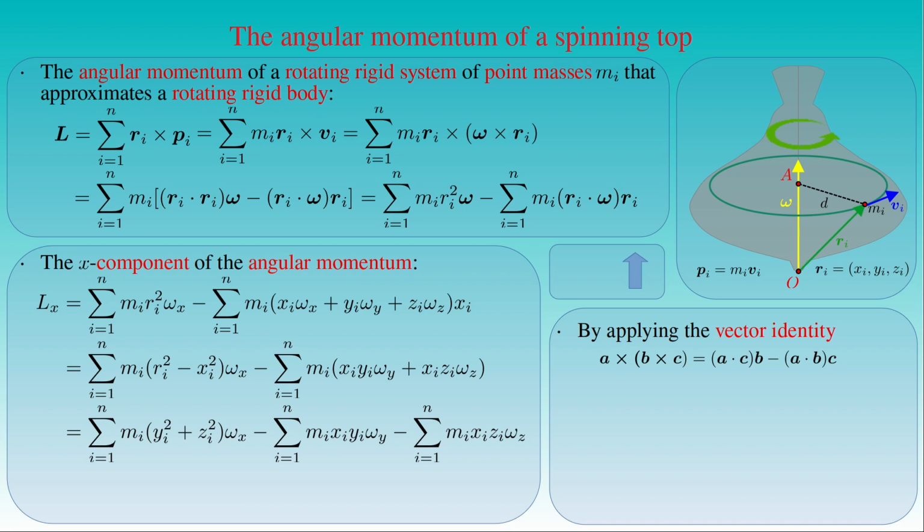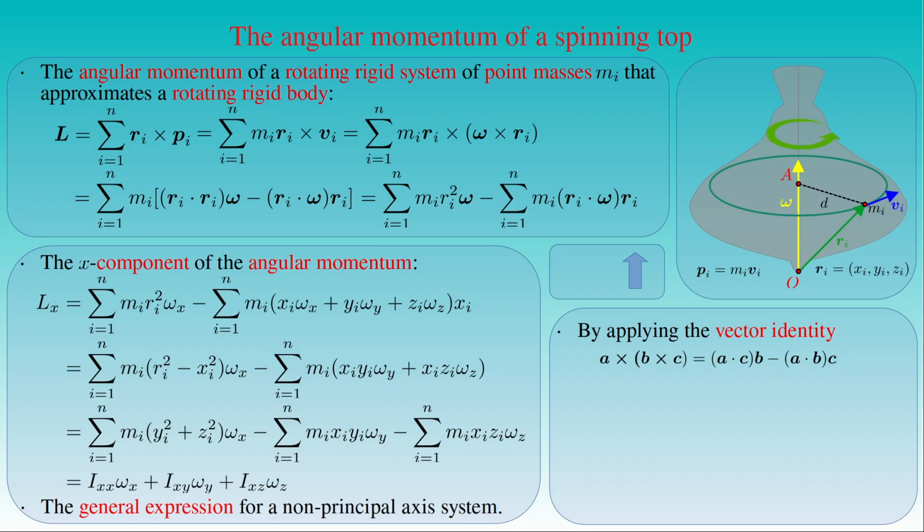If we look at these three terms in the result, we can identify the moment of inertia I sub xx of the body in the first term, the product of inertia I sub xy in the second term, and the product of inertia I sub xz in the third term. Then we state that the x component of the angular momentum L of the spinning top is given by the product of the moment of inertia I sub xx and the x component of the angular velocity omega, plus the product of inertia I sub xy times the y component of the angular velocity omega, plus the product of inertia I sub xz times the z component of the angular velocity omega. This is the general expression for the x-coordinate of the angular momentum vector L of a spinning top written in a Cartesian coordinate system that is not a principal axis system of the rotating body.